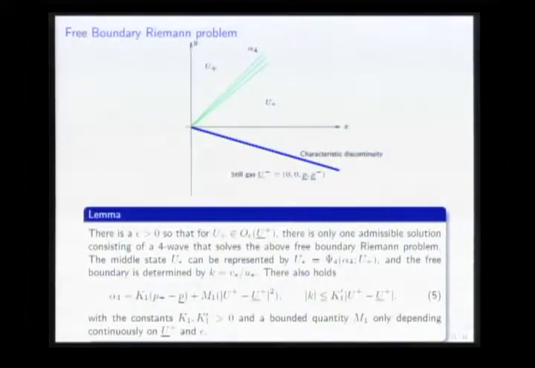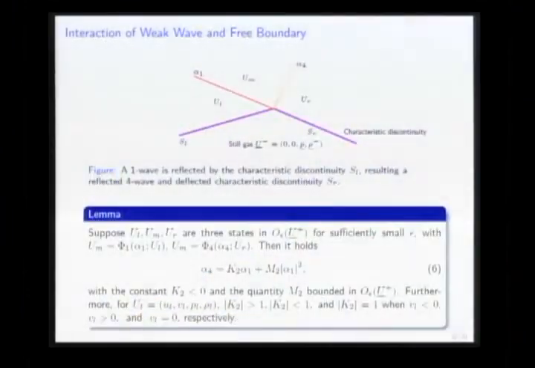Here, it's important: this is the strength of the 4th wave, and the slope is bounded by the state U plus and its difference from the background state. Here, K1 and K1 prime are positive quantities, and this bounded quantity M1 only depends on the background state and this epsilon, which is a small neighborhood of the background state. Because this is a small perturbation problem, it's important that we remain in this neighborhood to be able to solve all these nonlinear problems.